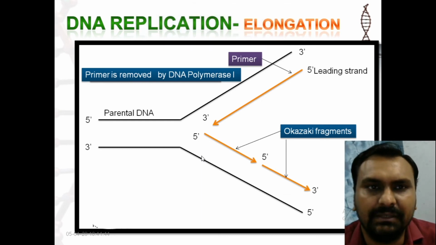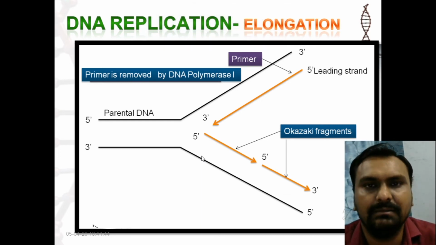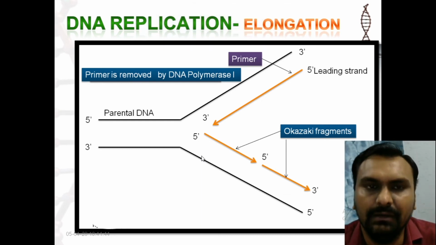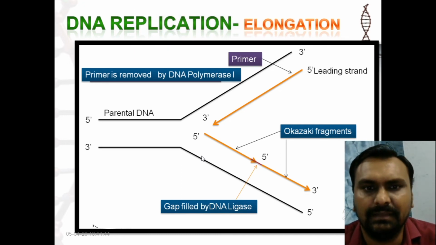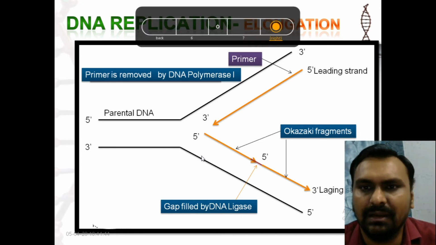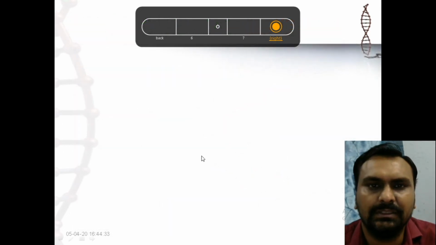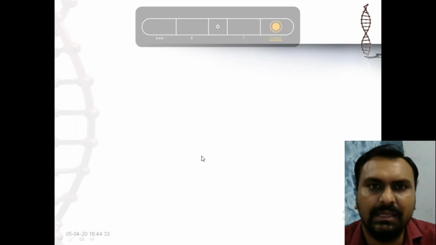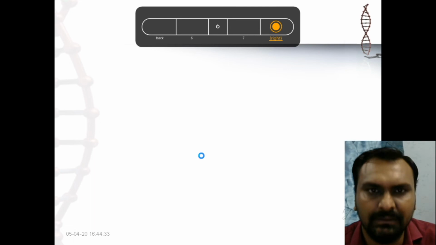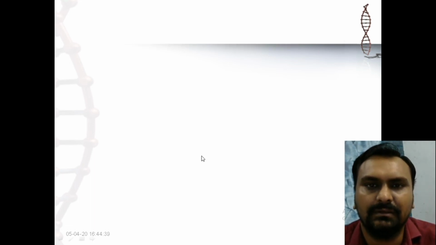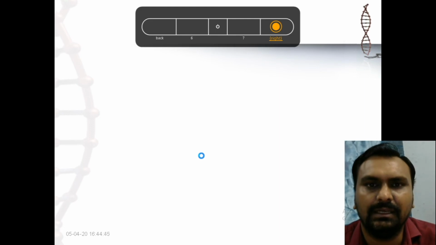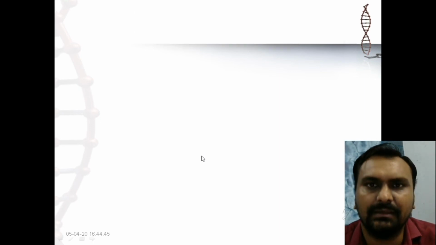Okay, and after that, the primer is removed by DNA polymerase I. Okay, and then joined together. Okay, and that is by DNA polymerase I. And the nick is sealed, the gap is filled by the DNA ligase. This is how DNA replication takes place. As in prokaryotes there is a circular DNA, so once it reaches the other side, replication is automatically stopped.